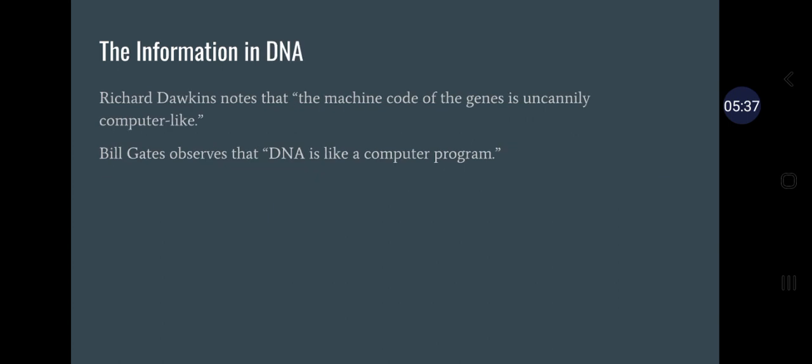This is the information involved here. Now just to show you that I am not lying about this, I'll give two references regarding information in DNA and what DNA is basically like. Richard Dawkins notes that the machine code of the genes is uncannily computer-like. Bill Gates observes that DNA is like a computer program, but he called it far more complex than anything ever designed by humans. I think this is what he said, and these are famous references.